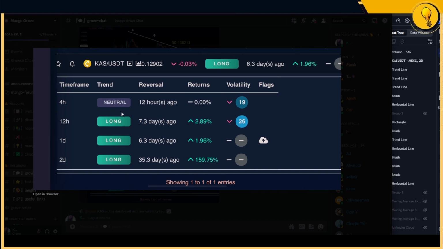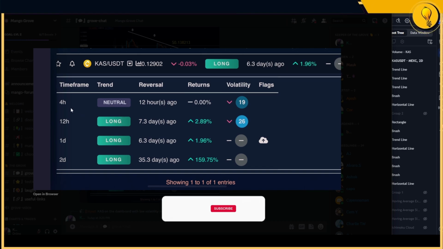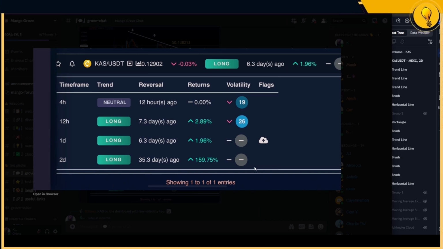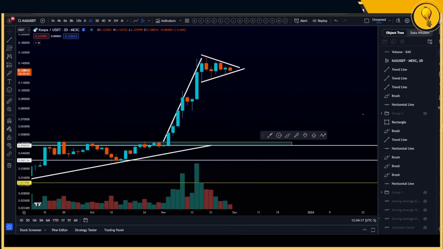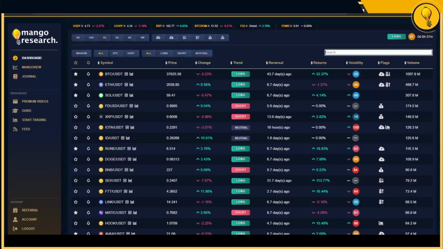However, what really stood out to me was that the 4-hour trend flipped neutral 12 hours ago. Volatility, very healthy. And now, as many of you know, we've been using the dashboard to keep us on the right side of the trends on all the altcoins that we've been trading, right? It's usually step number 1 of my process when it comes to my TA. So with this, let's get into the dashboard.